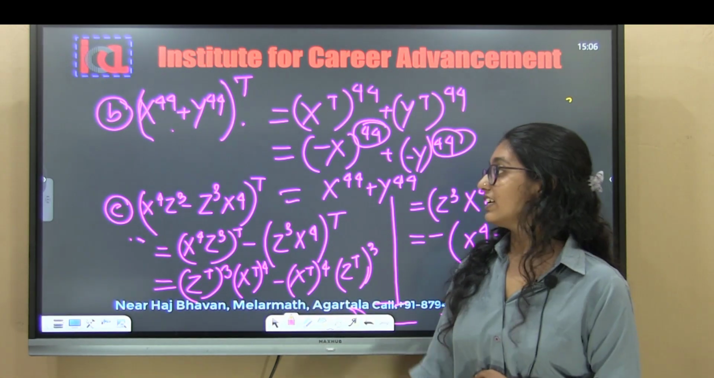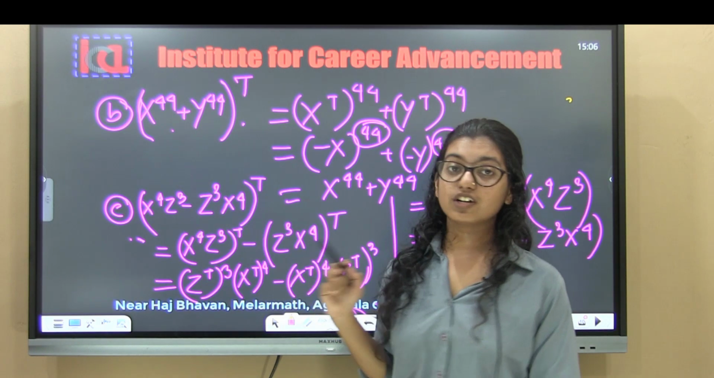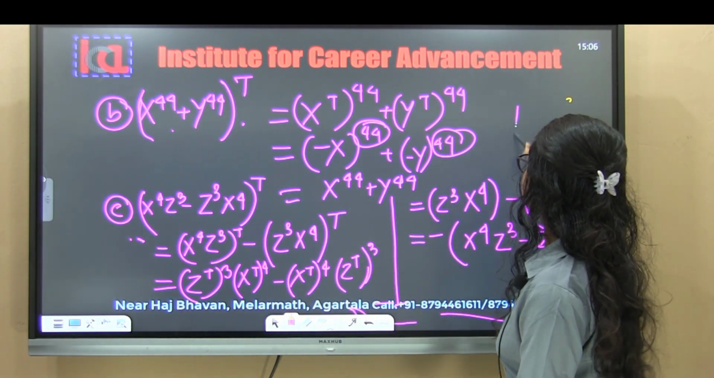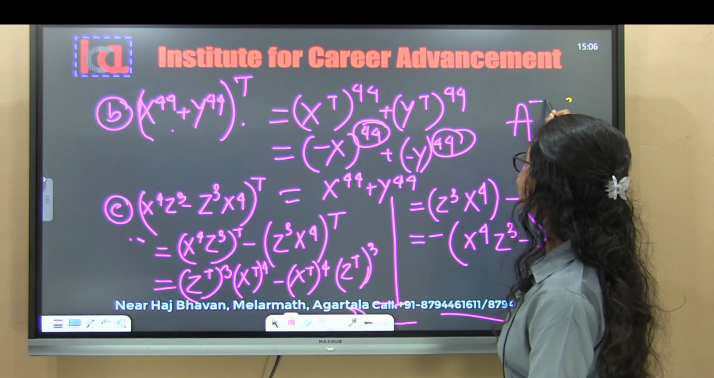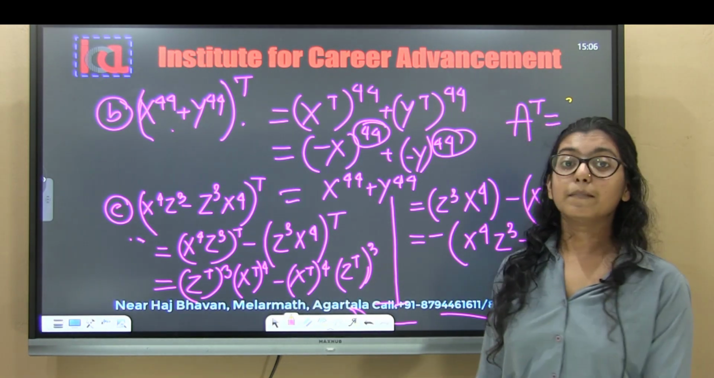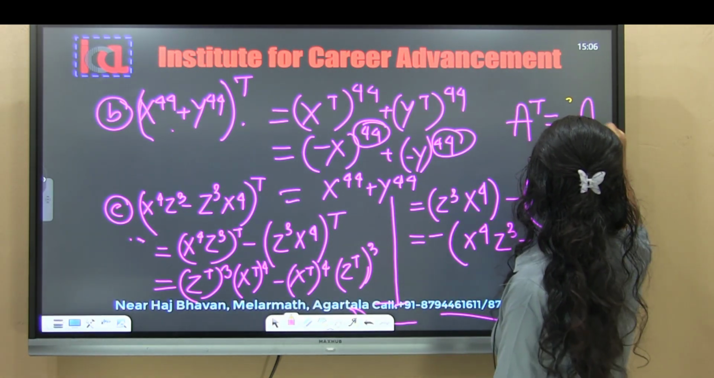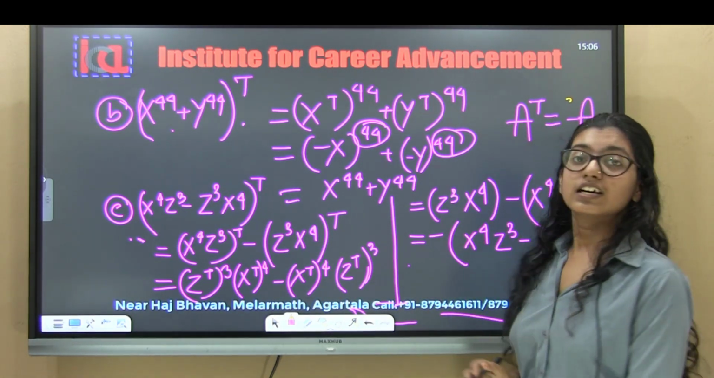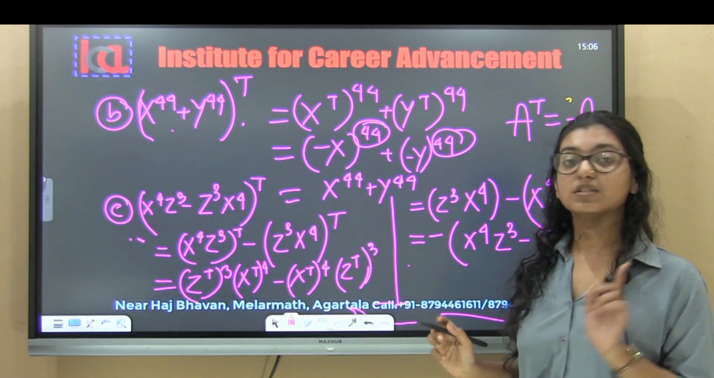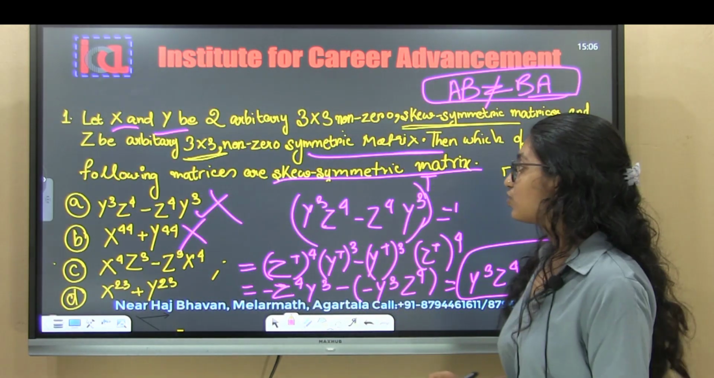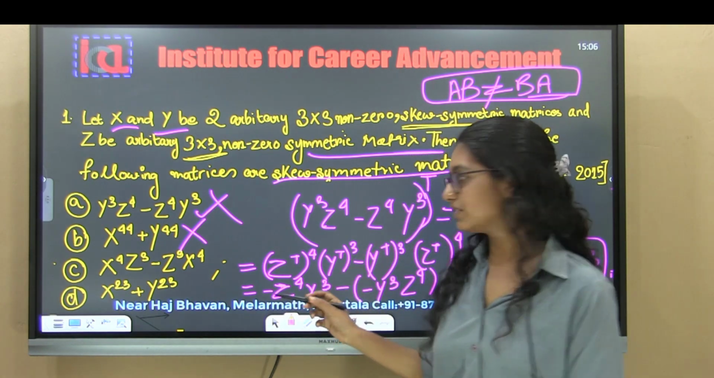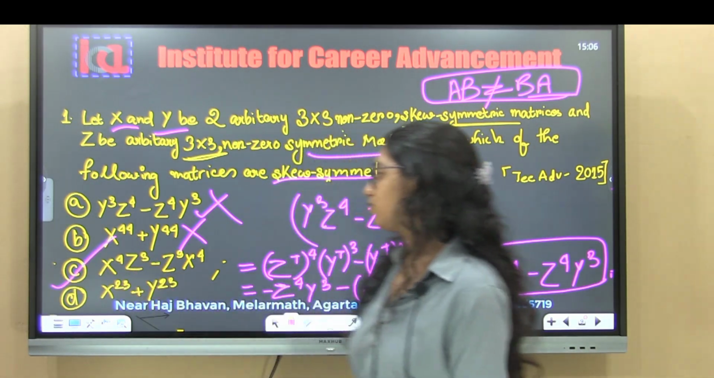So therefore here what we know is, for a skew symmetric matrix, if the skew symmetric matrix is A, then its transpose will be equal to minus A, exactly like the provided question. So this is a skew symmetric matrix. So this is what was asked, skew symmetric matrix, and option C is absolutely correct.